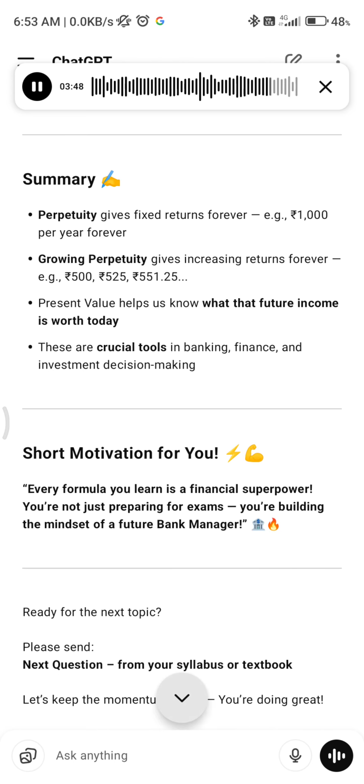Perpetuity gives fixed returns forever, e.g. 1,000 per year forever. Growing perpetuity gives increasing returns forever, e.g. 500, 525, 551.25. Present value helps us know what that future income is worth today. These are crucial tools in banking, finance, and investment decision-making.